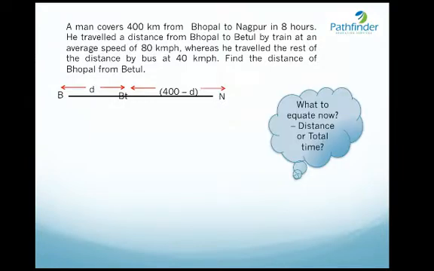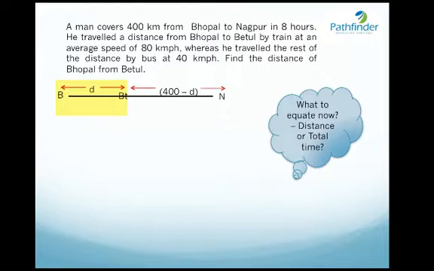Next, what do you equate now? If you see this question, you have both total distance as well as the total time. And according to our concept, we could equate either the total distance or the total time. First of all, let us equate the total time and see. But before that, how many segments are there here? There are 2 segments here.